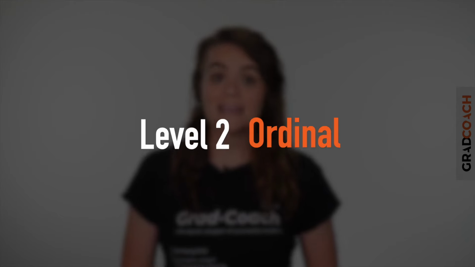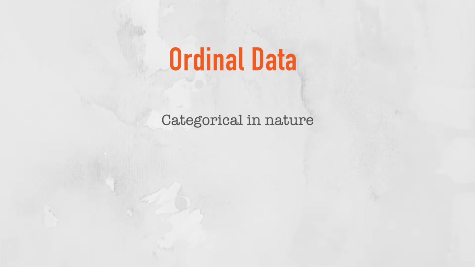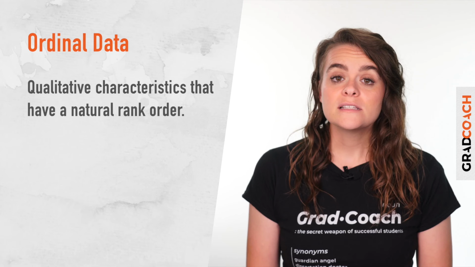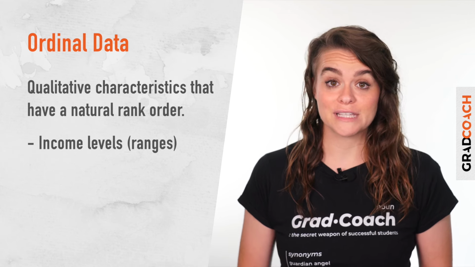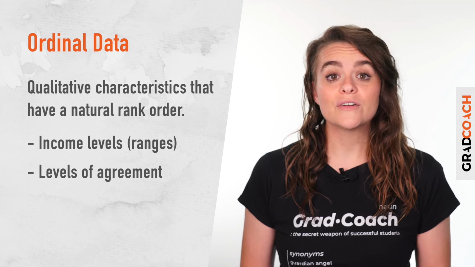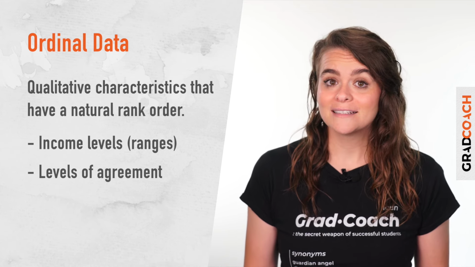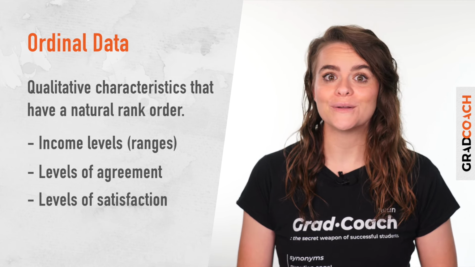Ordinal level data kick things up a notch. This type of data is the same as nominal data insofar as it describes categories. But unlike nominal data, there's also a meaningful order or rank difference between the options. Some examples of ordinal level data include income levels. For example, low income, medium income, or high income. Levels of agreement. For example, disagree, neutral, or agree. Levels of satisfaction, for example, poor, average, good, or excellent.